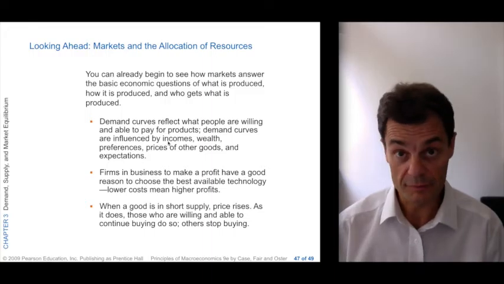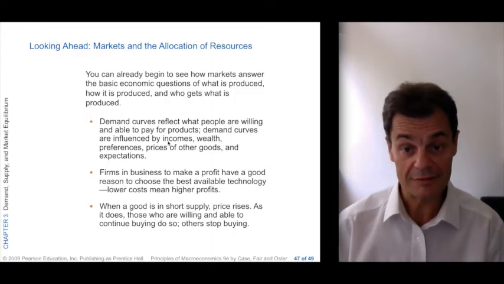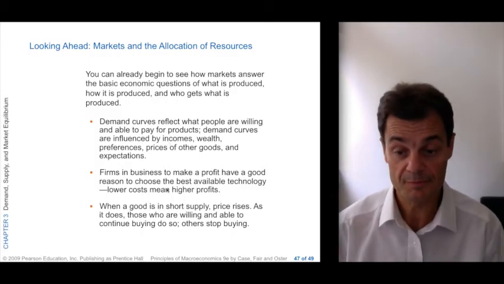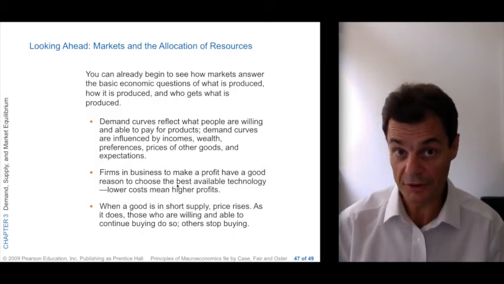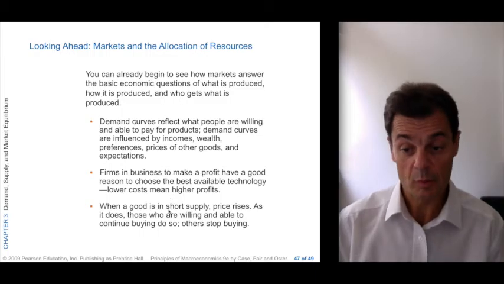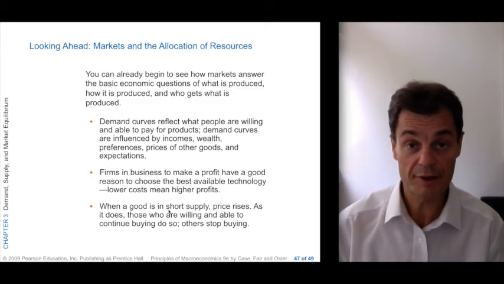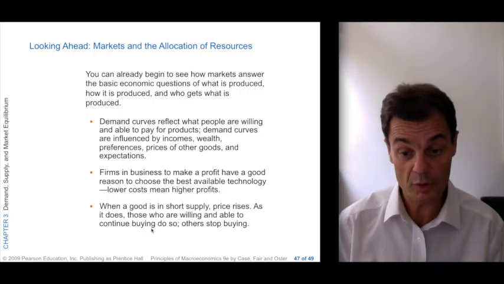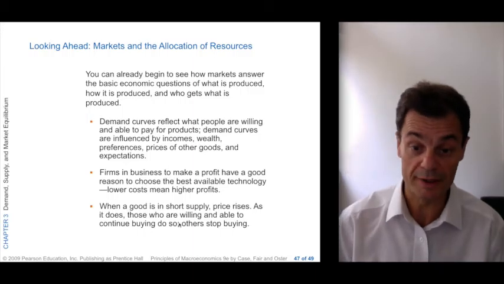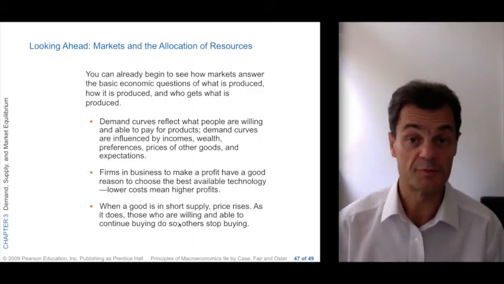Firms make a profit only if the price of a good that they sell is above their production cost. So lower costs mean higher profits. When a good is in short supply, its price rises. As it does, those who are willing to pay and able to continue buying do so. The others stop buying, of course.